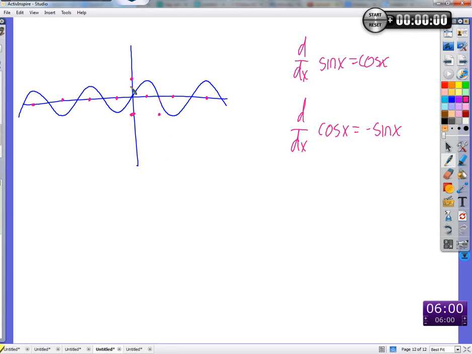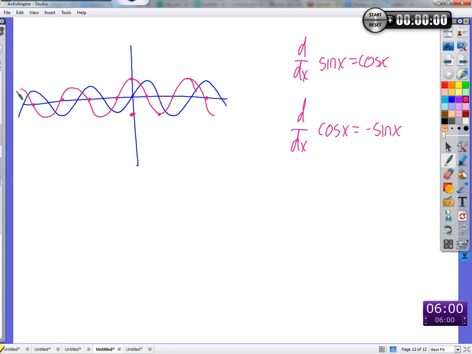Okay? So, if we were to keep doing this and connect all these points through here, and there, and max out there, and come back down through there, what's this starting to look like? The cosine. Derivative of the cosine is the sine. Derivative of the sine is the cosine.